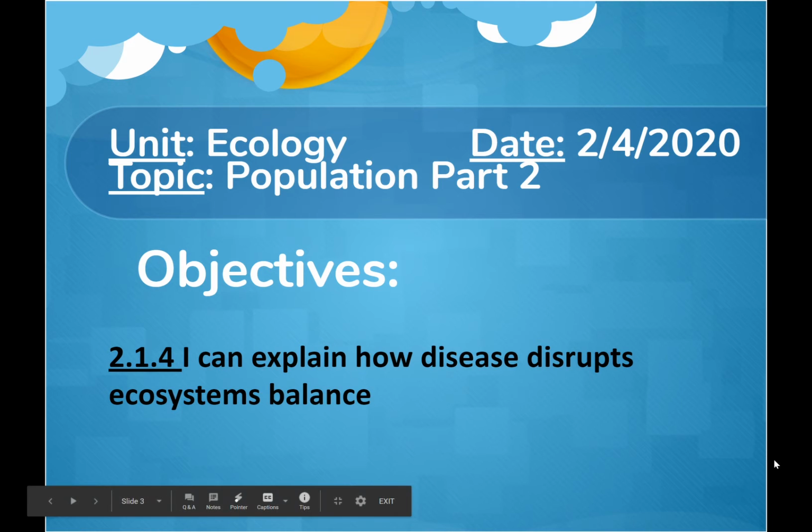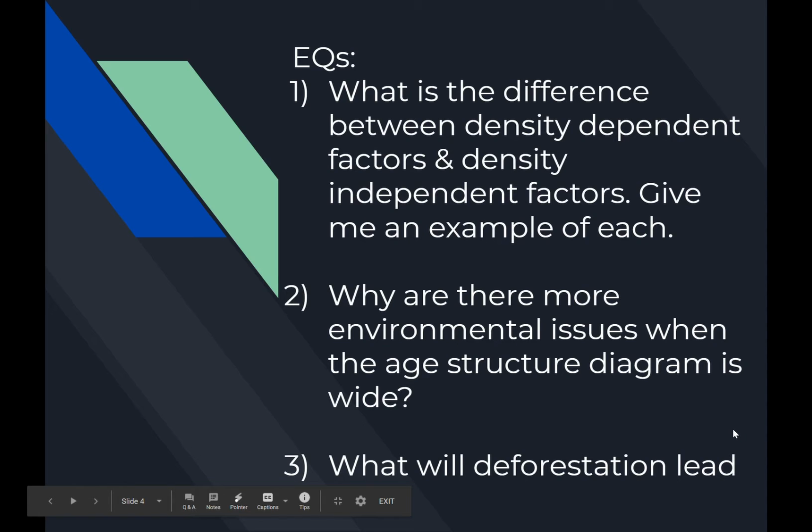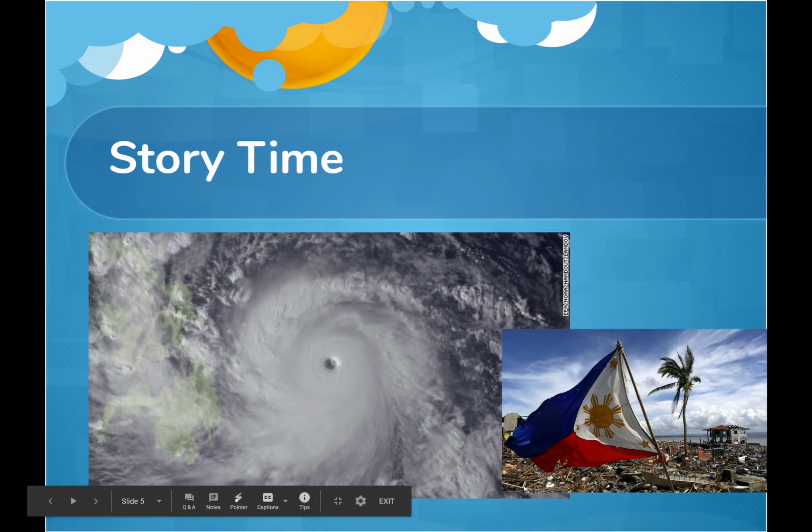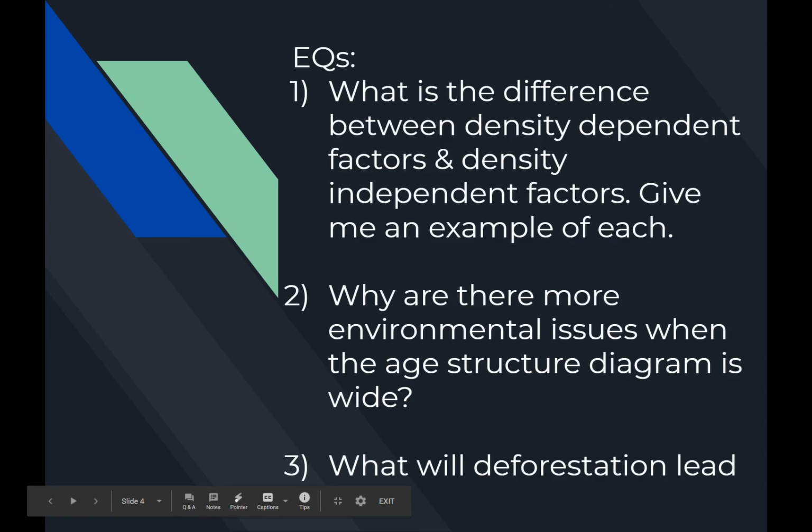So first thing, let's go and write down our essential questions for the day. 1, what is the difference between density-dependent factors and density-independent factors? Give me an example of each. 2, why are there more environmental issues when the age structure diagram is wide? And 3, what will deforestation lead to? So by the end of this lesson, you should be able to answer all these 3 questions.